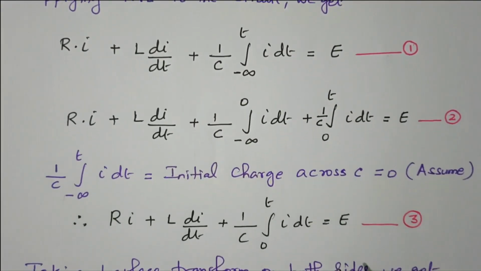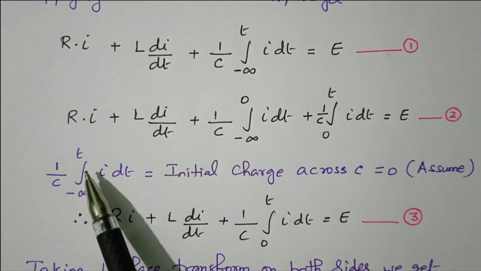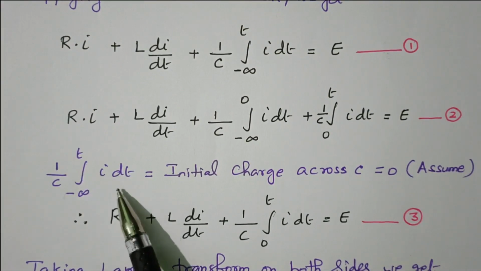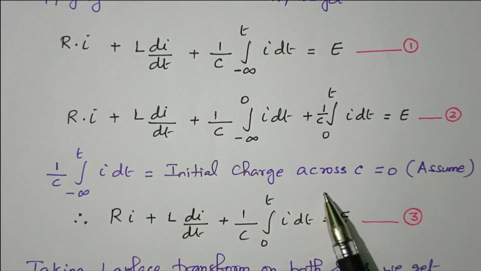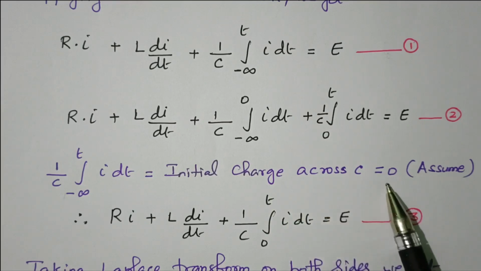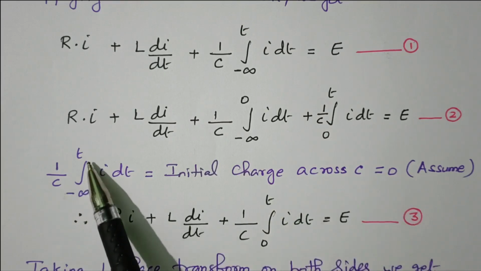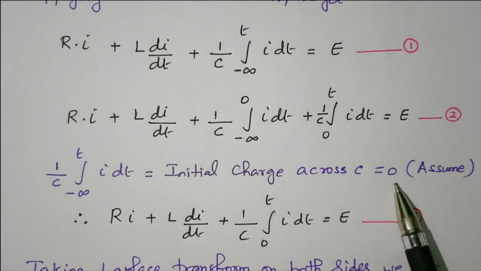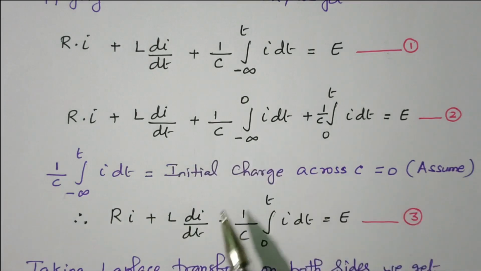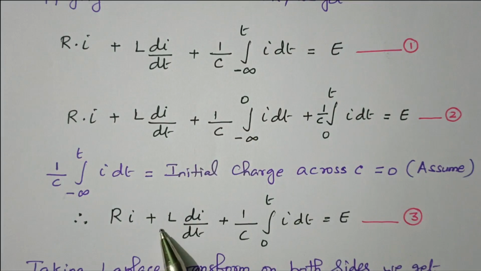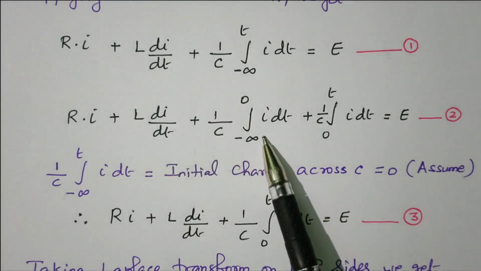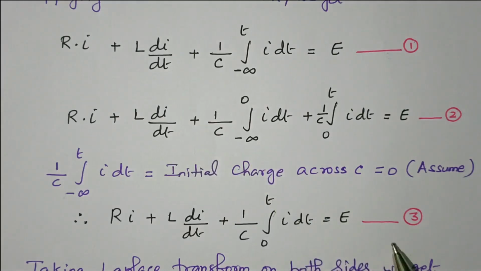This 1 by C integral minus infinity to t of i dt is called the initial charge across the capacitor. That is assumed to be 0. Initially the capacitor has no initial charge. So 1 by C integral minus infinity to t of i dt is 0, right? So this term becomes 0. So only we have Ri plus L di by dt plus 1 by C integral 0 to t of i dt equal to E, right? This term becomes 0.